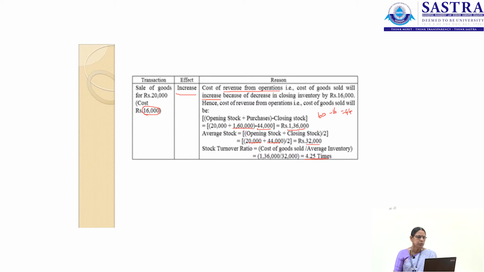See to it, when the goods are sold, 16,000 is sold at cost price. Now this will decrease your closing stock. When it decreases your closing stock, we have an impact over the cost of goods sold. When the cost of goods sold is calculated, then we have to calculate average stock. Again closing stock will be decreased, so we have 32,000 as average stock. When we have the stock turnover ratio, we have 4.25 times, that is said to be an increase in your ratio.